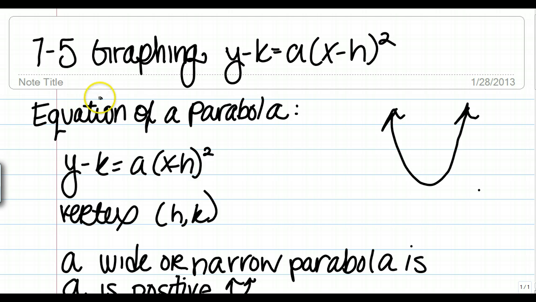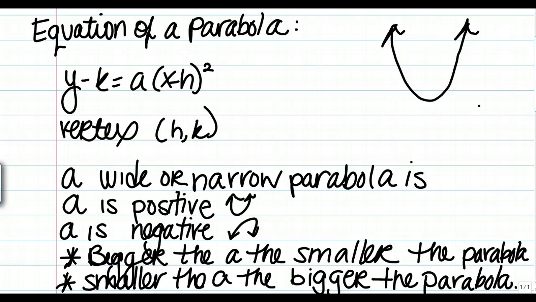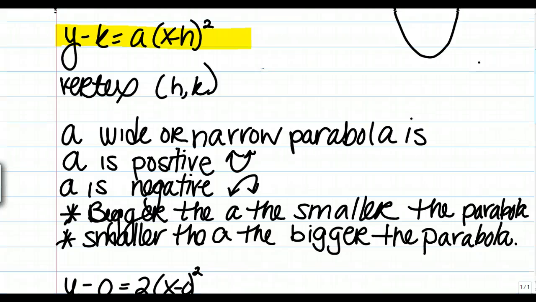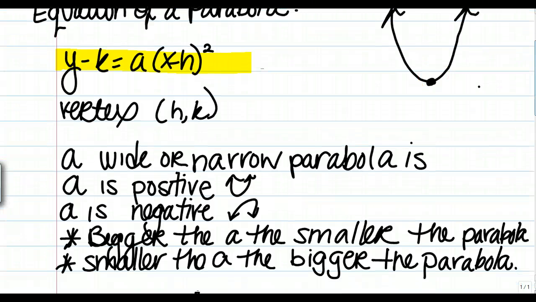The things you need to know about a parabola are the following. You need to memorize this equation right here. You also need to make sure that you know that your vertex is h, k. And your vertex on a parabola is this guy right here. It's where both of these come together. It's the vertex.